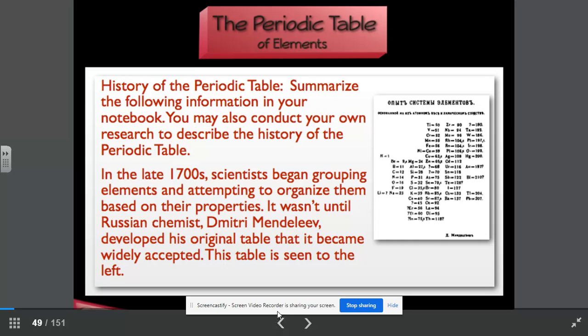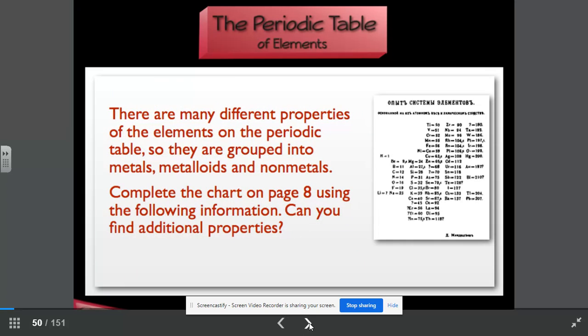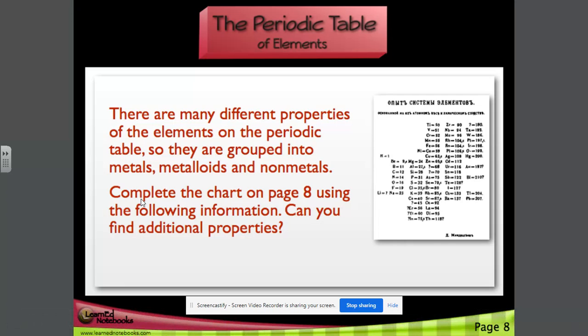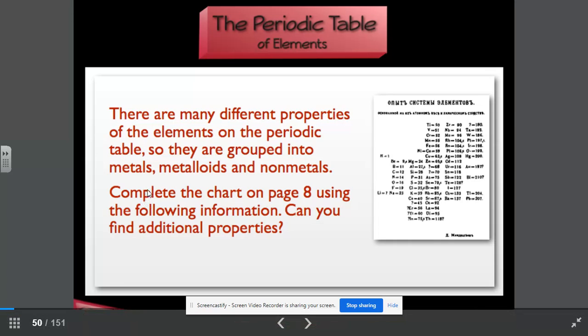This table is seen in your notebook. There are many different properties of the elements on the periodic table, so they are grouped into 3 main categories: metals, metalloids, which is a combination of metals and nonmetals. You will be working in class with your teacher to complete the chart on page 8 in your notebook. Do some research and also see if you can find some additional properties. In class, we'll be discussing reactivity, properties, and examples.